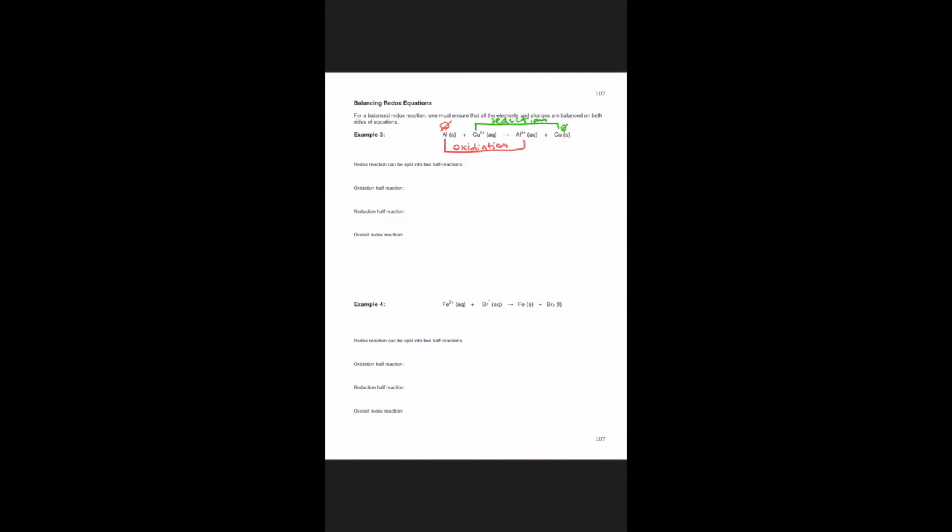Let's start with aluminum. When we start with the oxidation half reaction, I'm going to write only the species that undergoes oxidation. So it would be aluminum that becomes aluminum 3 plus. This would be oxidation. Same thing for reduction as well. It's going from copper 2 plus to copper solid.